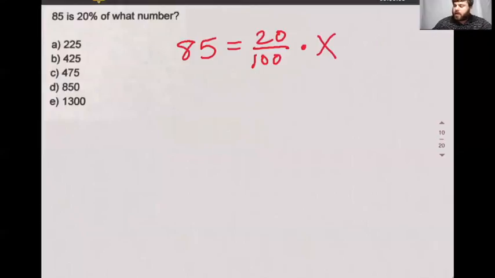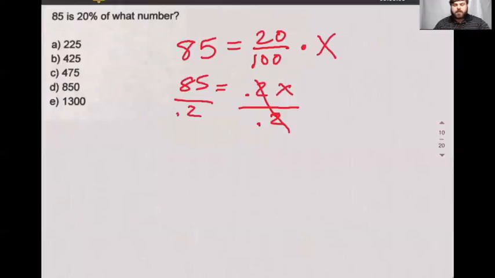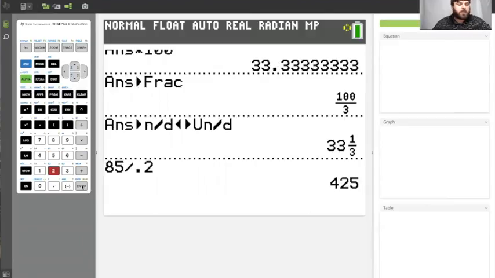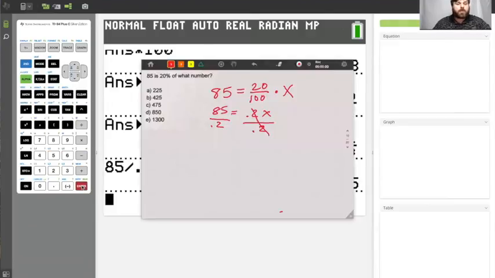So really, I can convert that 20 over 100 to a decimal. It's just 0.2. So 0.2 times x is 0.2x. That's equal to 85. All I got to do is divide that out, and I get my answer. So pop over my calculator. Got to do it in order. 85 divided by 0.2. 85 divided by 0.2 is 425.